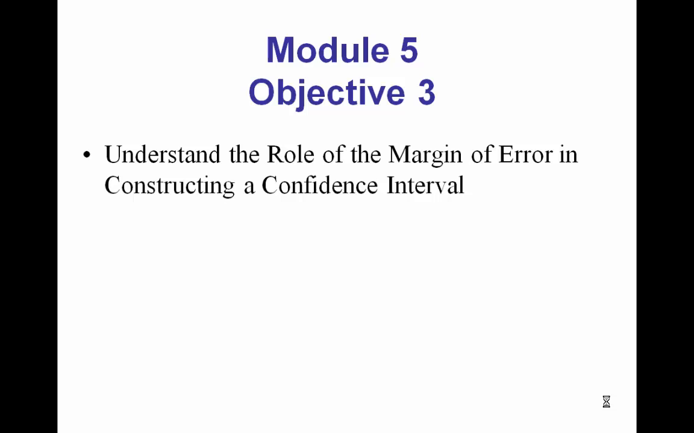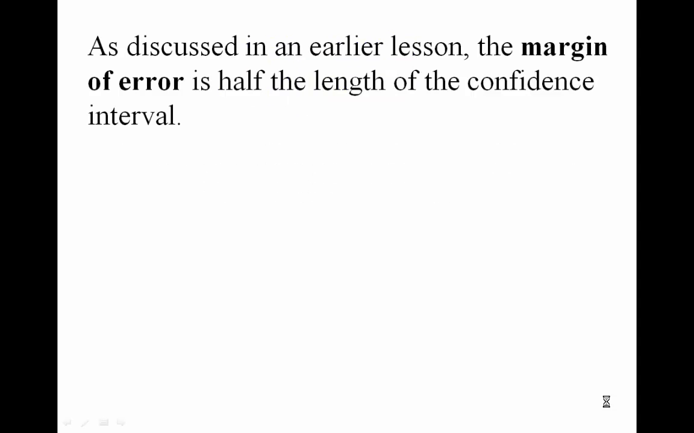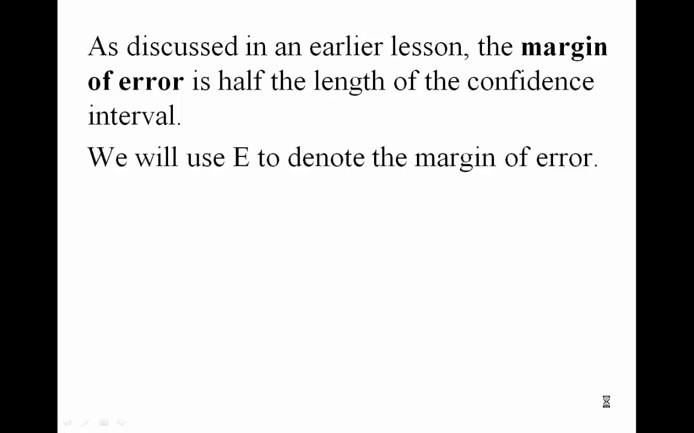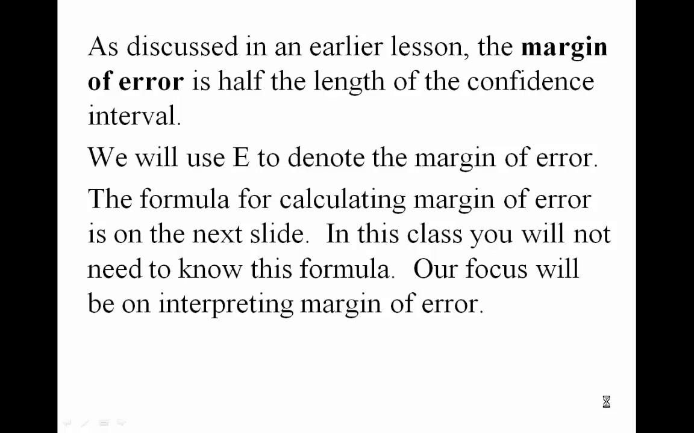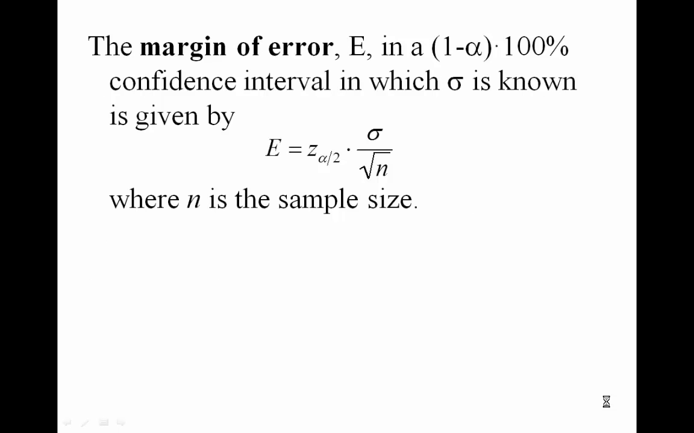Module 5, Objective 3. Understand the role of the margin of error in constructing a confidence interval. As discussed in an earlier lesson, the margin of error is half the length of the confidence interval. We use E to denote the margin of error. The formula for calculating margin of error is on the next slide. In this class, you will not need to know this formula. Our focus will be on interpreting margin of error.